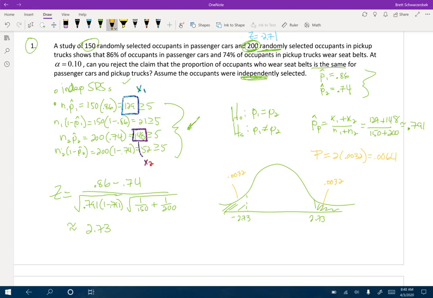We're dealing with alpha 10%, which is pretty high, and right now we got 0.0064, which is clearly less than alpha 0.10. So we reject H naught. In rejecting H naught, we go back to our hypothesis, and we can clearly see that we're saying that the proportions who wear seatbelts in these two cars are clearly not the same.